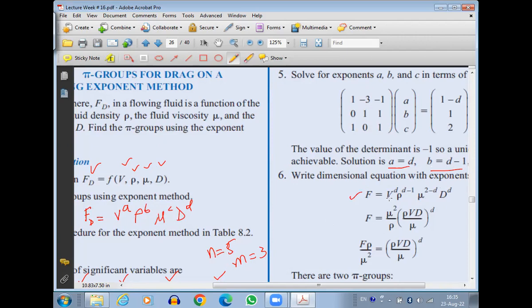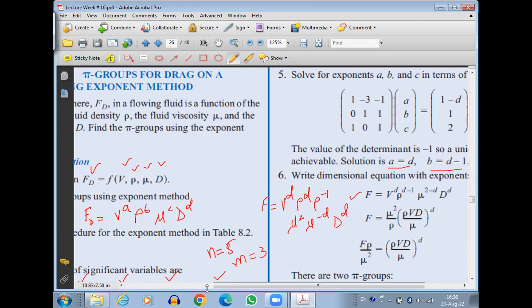Now what we can do is that wherever we have exponent d, we keep it on one side of the equation, and the others we keep on the other side. So F equals V^d, rho^d, rho^-1, mu^2, mu^-d, into D^d.